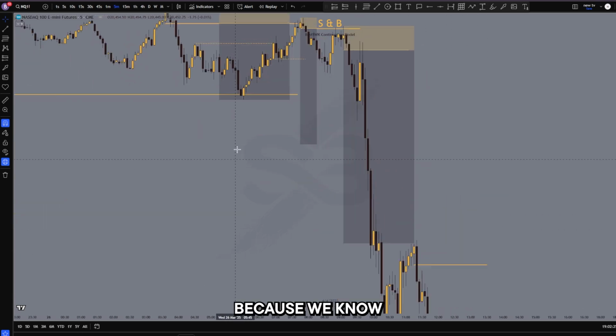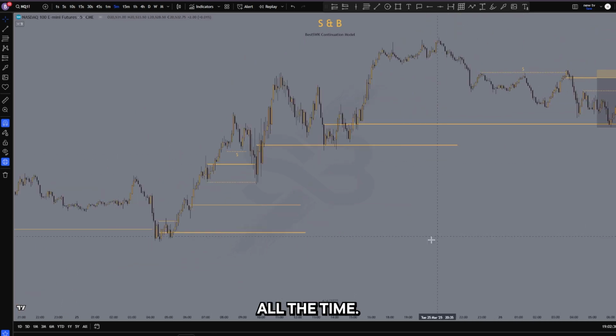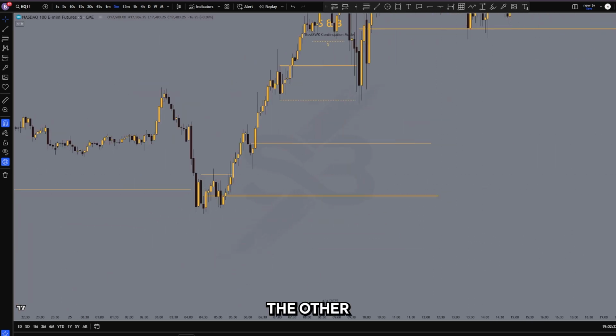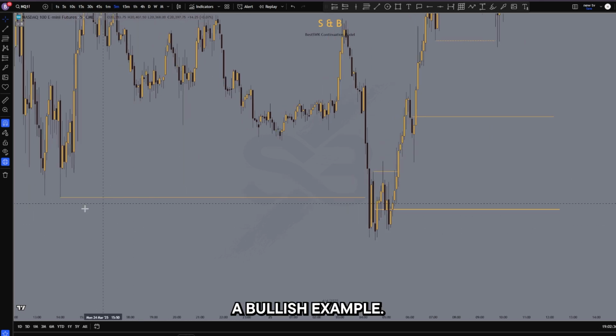Now, this is only possible because we know that price is supposed to be going down. You might not know that all the time. It just depends on obviously the other factors in liquidity and where you're coming from. Let's go over a bullish example.